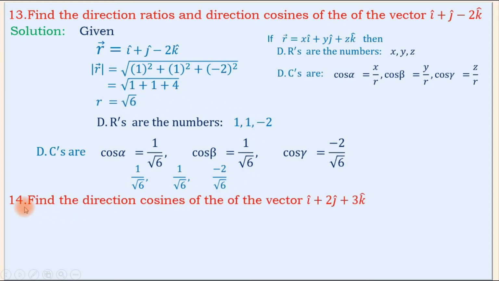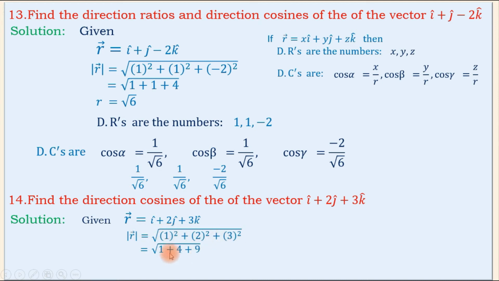Next, problem number 14. Find the direction cosines of the vector i cap plus 2j cap plus 3k cap. Given vector can be taken as r vector, that is i cap plus 2j cap plus 3k cap. Find out its magnitude, that is square root of 1 square plus 2 square plus 3 square, that is root 14. So hence magnitude of vector r is a scalar r, that is root 14. Therefore the direction cosines are 1 by root 14, 2 by root 14, 3 by root 14.